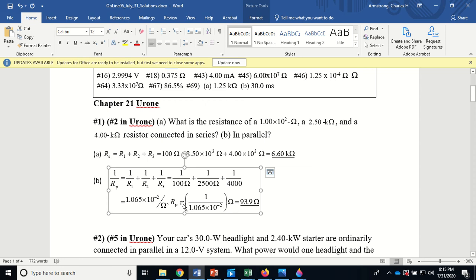All right, so anyway, R parallel then, 1 over R parallel is this. So for R parallel, take 1 over both sides. We take 1 over the 1.6 whatever, and then ohms goes to the top. And we get 93.9 ohms. So 93.9 ohms if they're in parallel. So look at the difference. If you add them in series, you get this huge resistance. If you put them in parallel, you get this very small resistance.